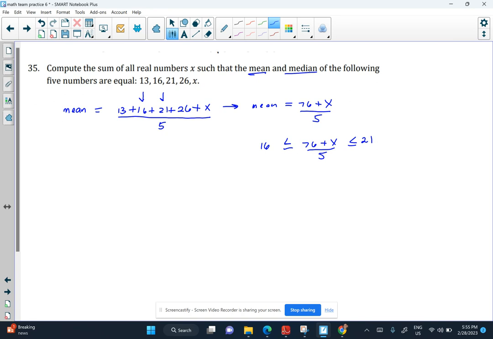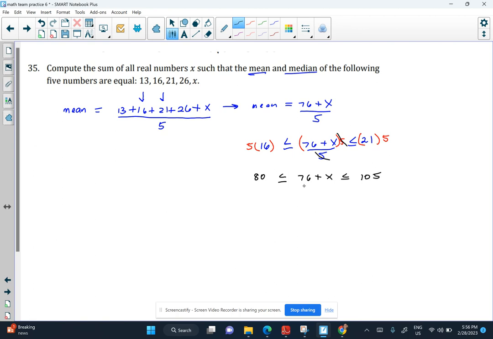So now what? Well, that 5 in the denominator is like an irritation. So I'm going to multiply this by 5, this by 5, and this by 5. I think you do this in Algebra 1, come to think of it. It's like one of those skills that I graded on the regions. So this reduces to 1, and I get 80 is less than or equal to 76 plus x is less than or equal to 105.